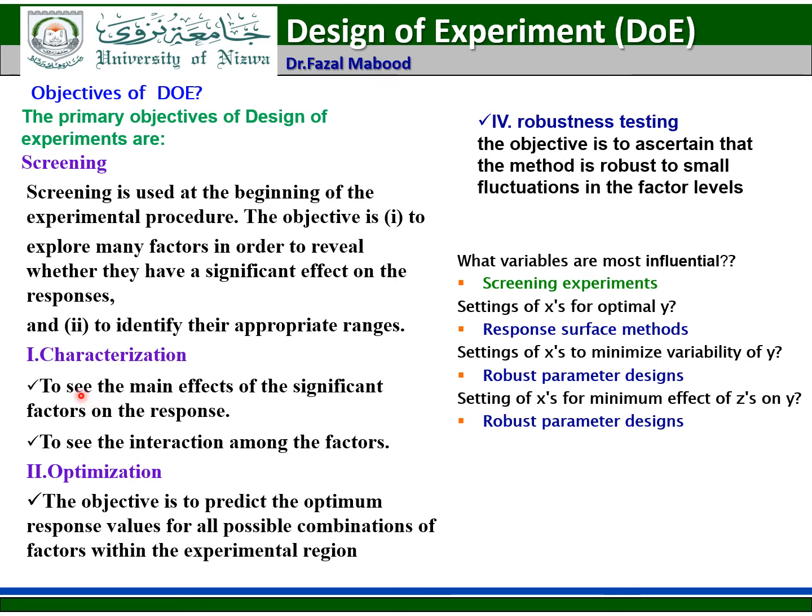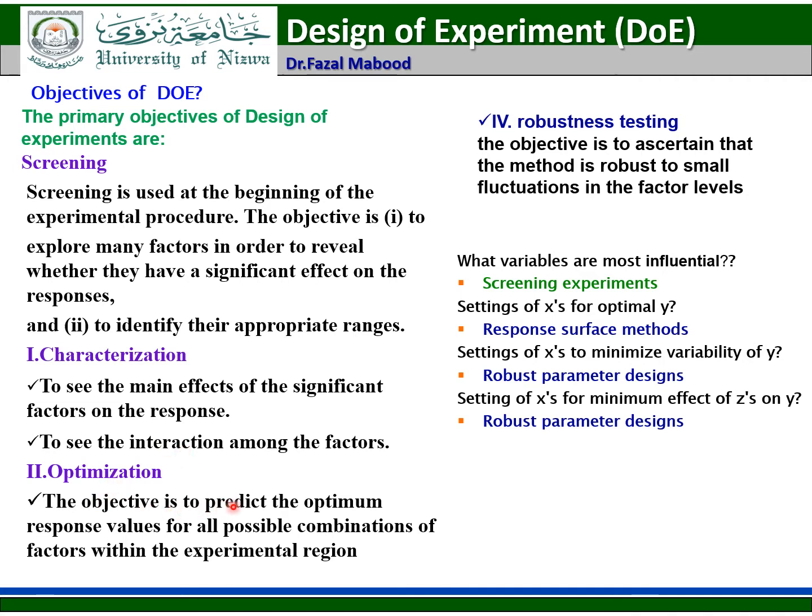Characterization is used to see the main effects of the significant factors on the responses, and to see the interaction among the factors. So characterization has two purposes: to see the main effect and to see the interaction effect.